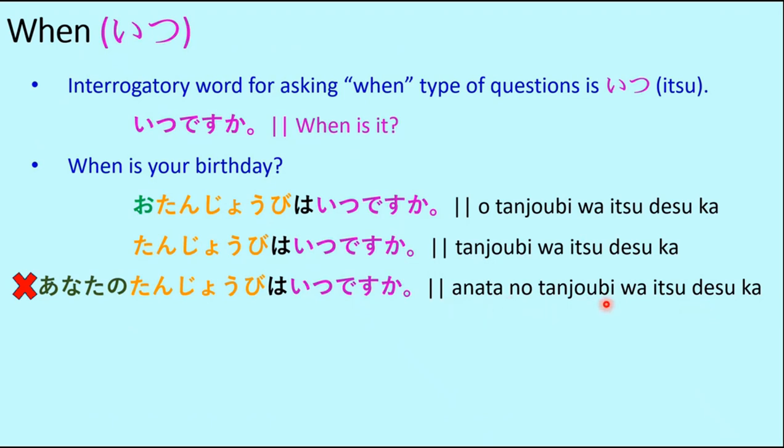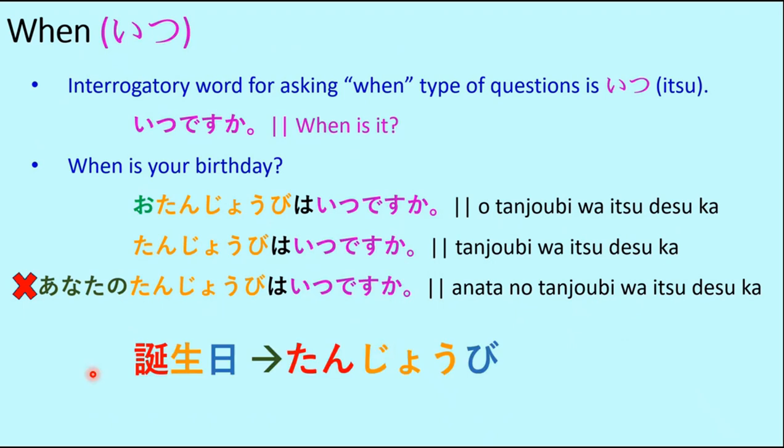But as we discussed earlier, the word anata is not considered to be polite in the Japanese language. Words like "you" and "your" should be avoided as much as possible. So instead of asking anata no tanjobi wa itsu desu ka, which appears to be grammatically more correct, we use o tanjobi wa itsu desu ka. Both mean the same thing. This is more polite. This is less polite. So that's why we try to avoid anata no tanjobi wa itsu desu ka.